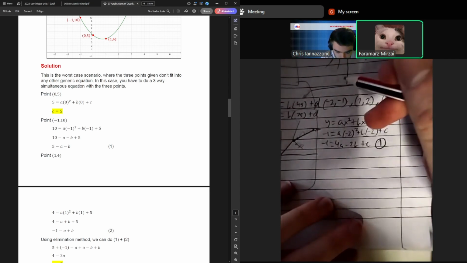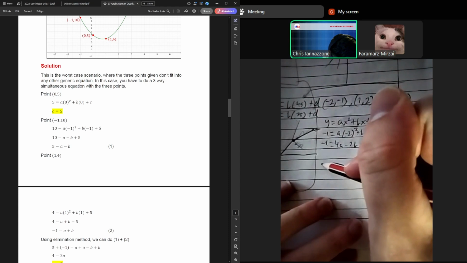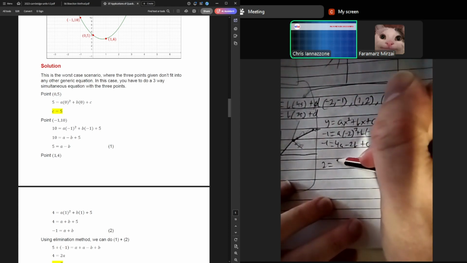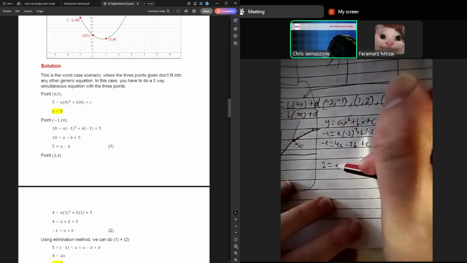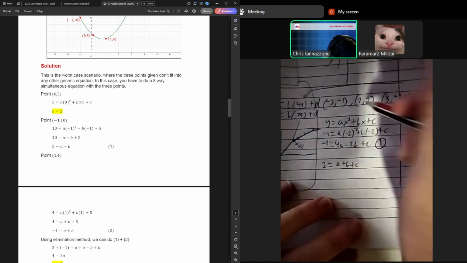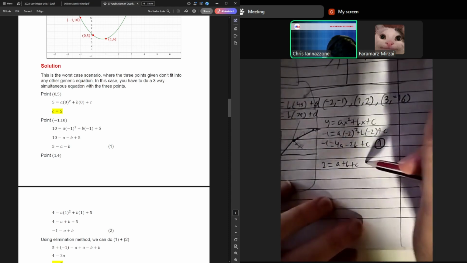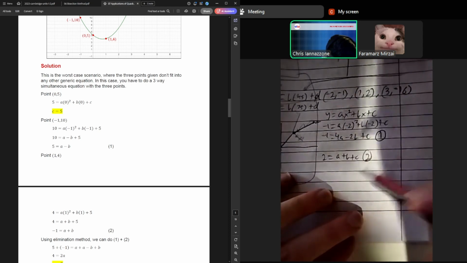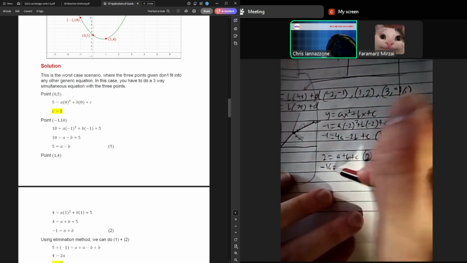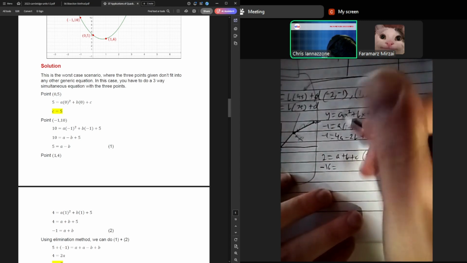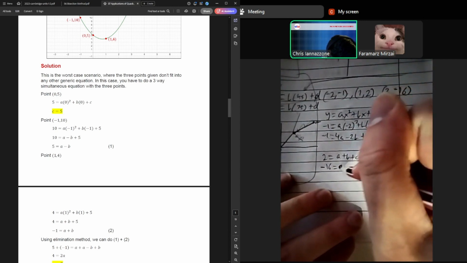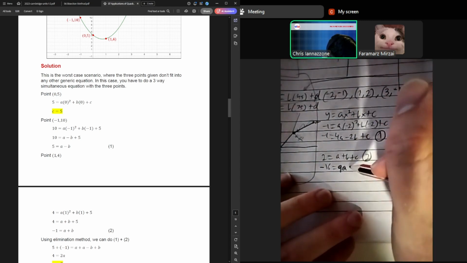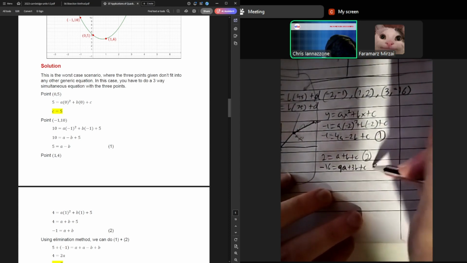Then from there, we'll sub in the other point. So we're going to have 2 equals a plus b plus c, because x equals 1, nice and easy. And then equation number 3 is going to be y equals negative 16, with 3 squared, 9, then 9a plus 3b, and then again plus c.